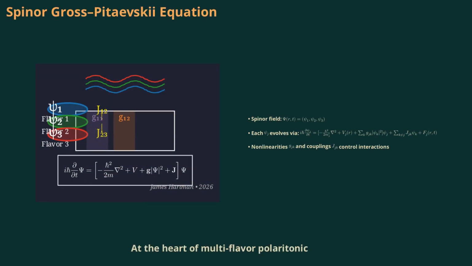At the heart of multi-flavor polaritonic fields lies the Spinor-Gross-Pitaevskii equation, a powerful mathematical tool for describing the evolution of these quantum fields. This equation incorporates flavor-specific masses, nonlinear interaction coefficients, and coherent coupling terms. By solving the Spinor GPE, we can predict how each polariton flavor evolves over time, how they interact with one another, and how external fields or potentials influence their dynamics. This formalism is crucial for designing systems where precise control over quantum states and their interactions is required.